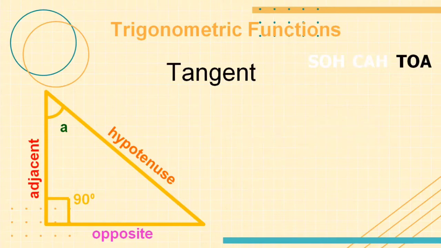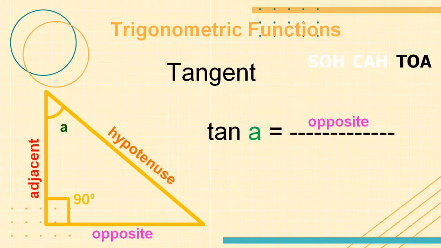Then we have our TOA. The first letter T is our trigonometric function, which is our tangent. And then the corresponding ratio would be the opposite side and the adjacent side. Now with respect to our angle A, tangent A is equal to opposite side divided by adjacent side. And so that's SOH-CAH-TOA.